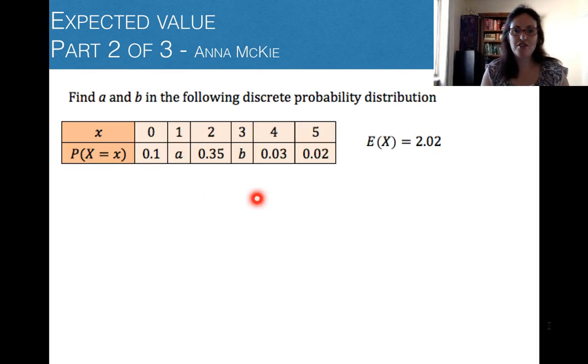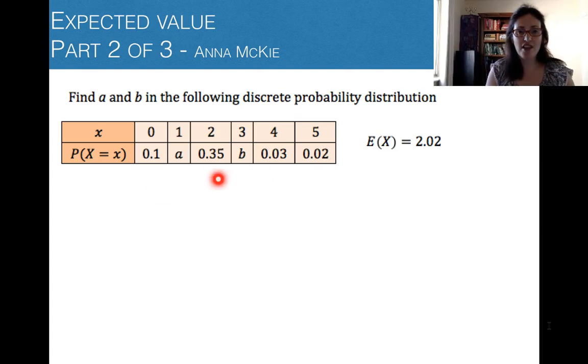If we have to use this to find A and B in the following discrete probability distribution, now remember this is the distribution of discrete probabilities. These are all probabilities. So we have 2 unknowns, so we need 2 equations. So let's try and create some.